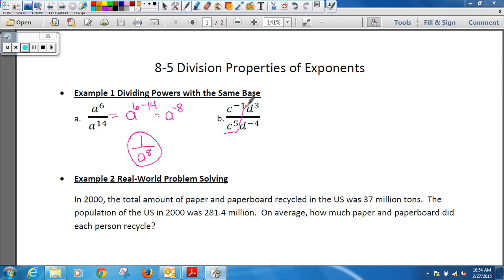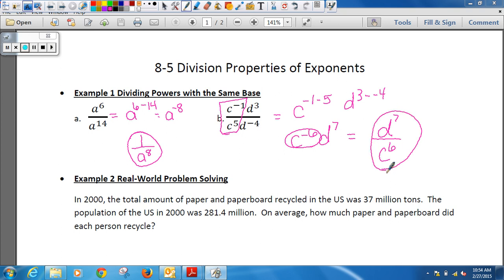So if I look at my next one, these both have a base of c. Negative 1 minus 5 gives me c to the negative 6. And for d, 3 minus a negative 4 gives me d to the 7th. I'm not done because the c has a negative exponent, so I need to move it, lose it. The d already has a positive exponent, so it stays in the numerator. C gets moved. So my final answer is d to the 7th over c to the 6th.